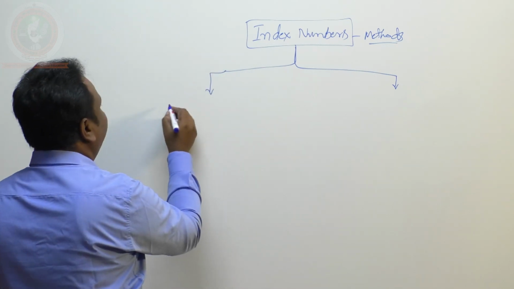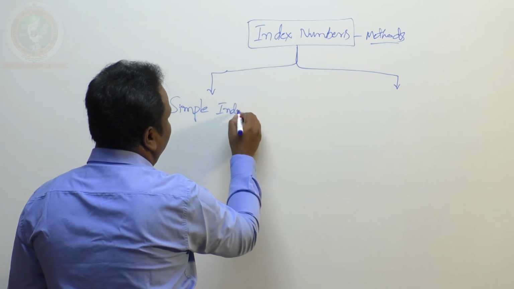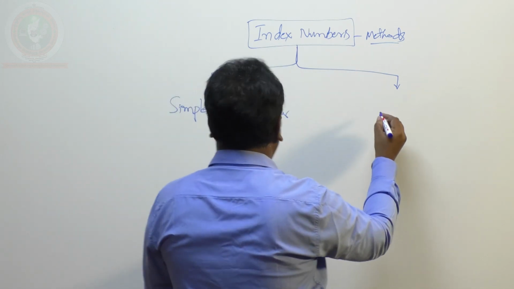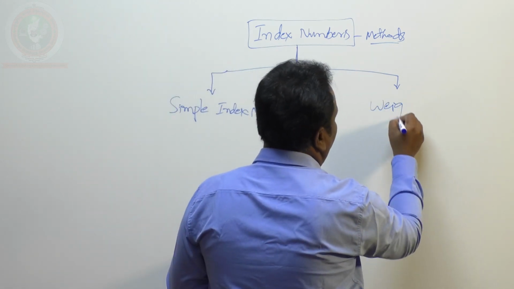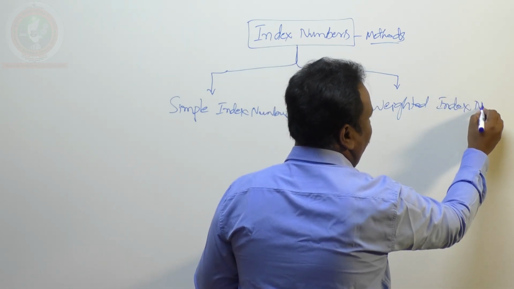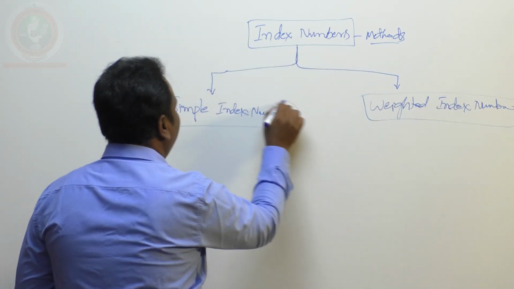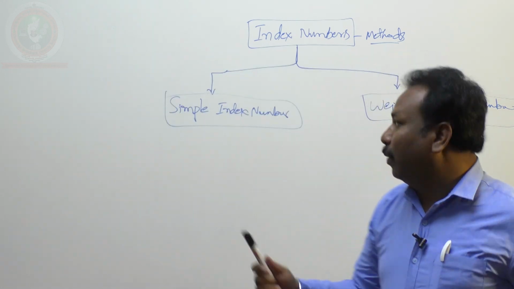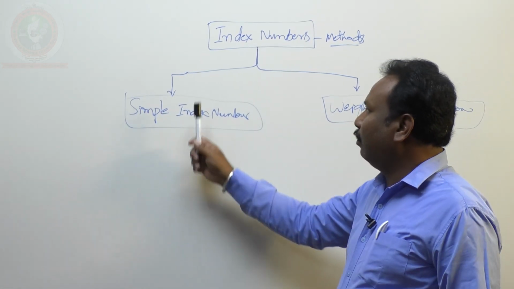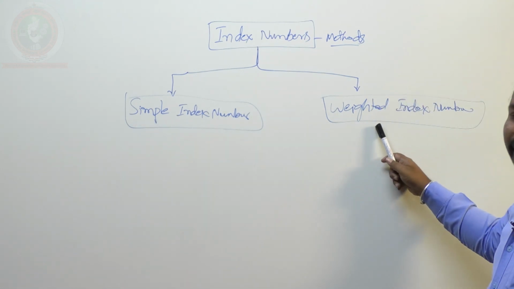One is the simple index number and the other is the weighted index number. So there are two classifications of index number: a simple index number and a weighted index number. The word simple indicates that the calculation of this type of index number is very simple. Another one is the weighted index number.